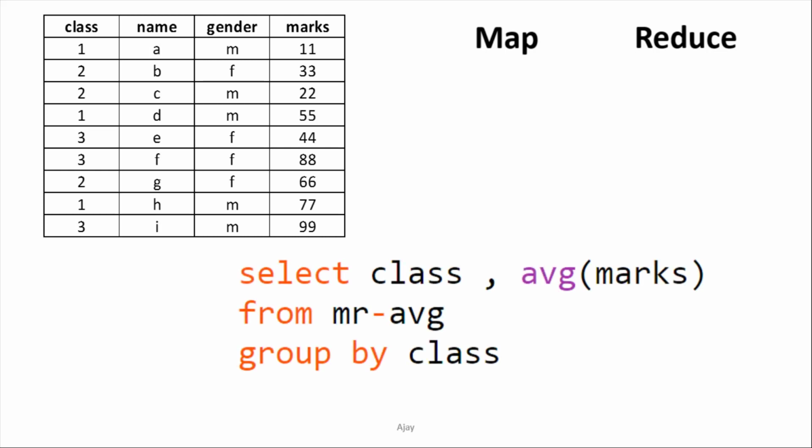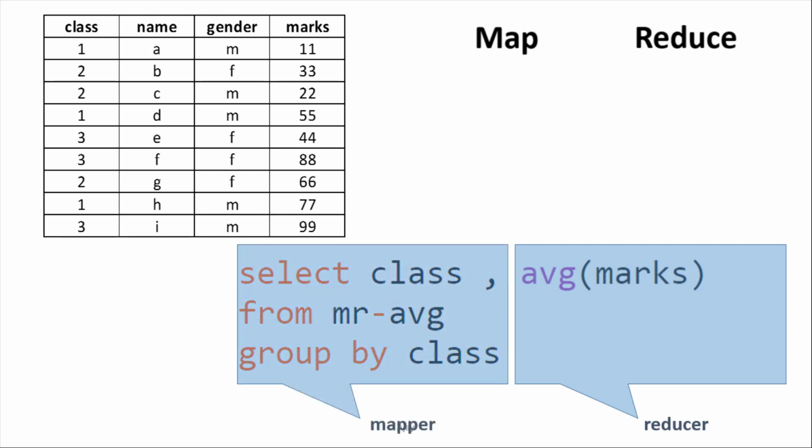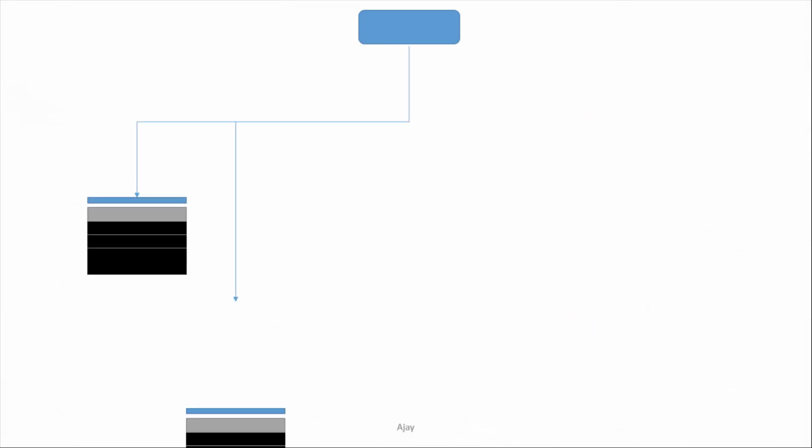If I were to do this in SQL, then this would be the SQL query. Now let's compare this with the MapReduce implementation. In MapReduce, the reducer does the aggregation operation and the mapper does the group by operation. So first the mapper groups the data and then the reducer aggregates the data grouped by the mapper. That's all. Let's understand the execution process of MapReduce.